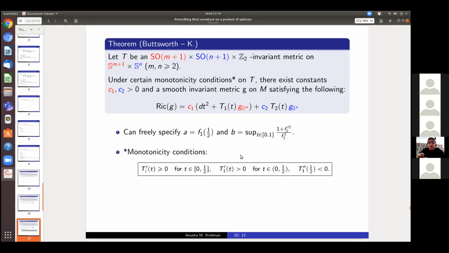Just mentioning the monotonicity conditions mentioned above: here they are, some monotonicity conditions on the functions Ti. These are guaranteed if the metric T satisfies the following conditions on its sectional curvature. You could think of these as some analog of Hamilton's assumption of positive Ricci curvature for the tensor T.